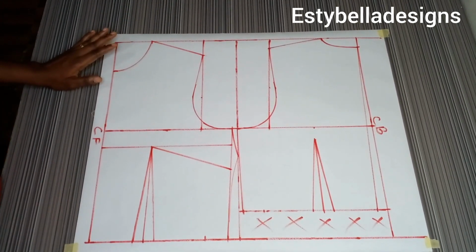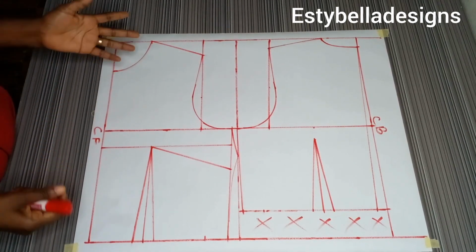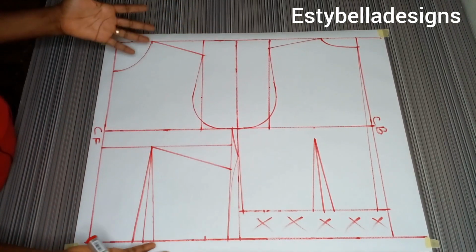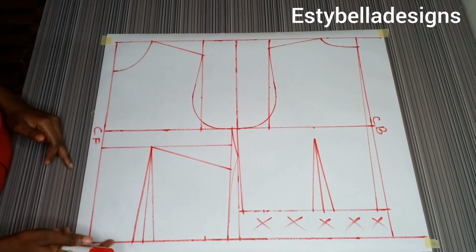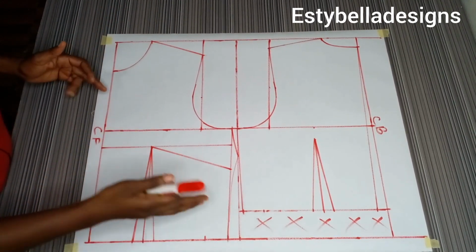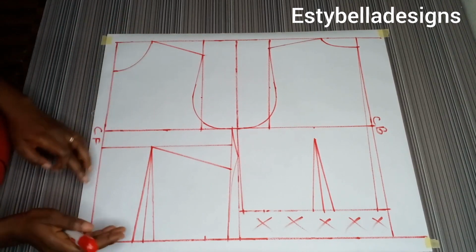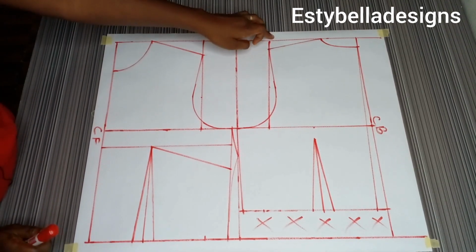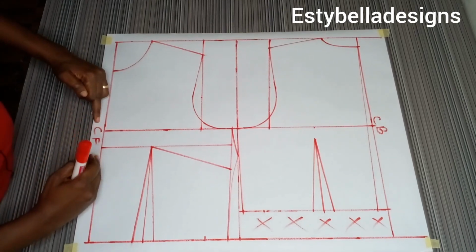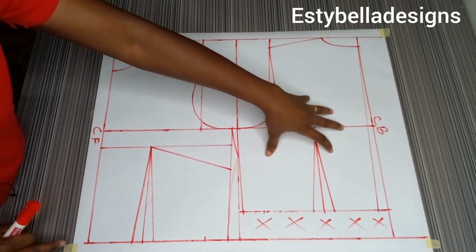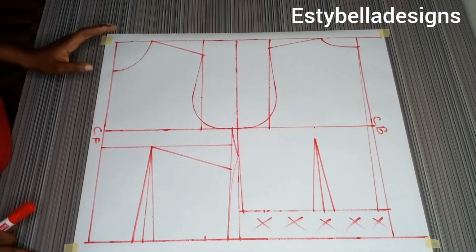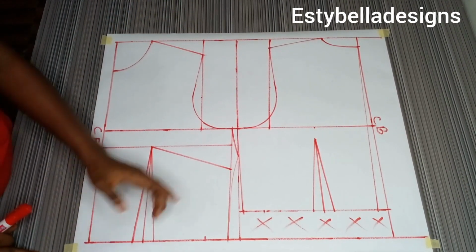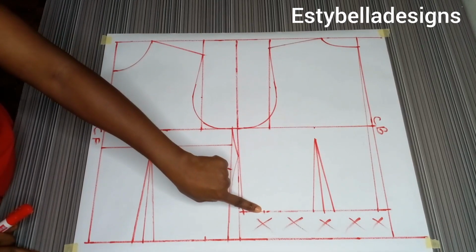So the first thing I want to do now is to just explain briefly what we have here. So this is my front half length. Usually your front half length and your back half length are never the same. This is the front half length and it's 18 inches, and this is my back half length. This is my center front, this is my front pattern, and this is my back pattern. This is center front and this is center back. So this is my front half length 18 inches and this is my back half length 16 inches.